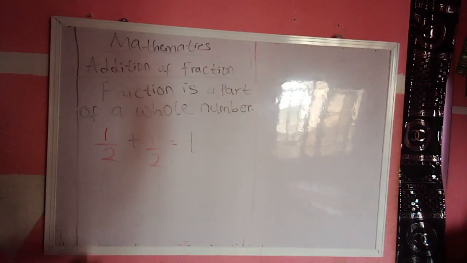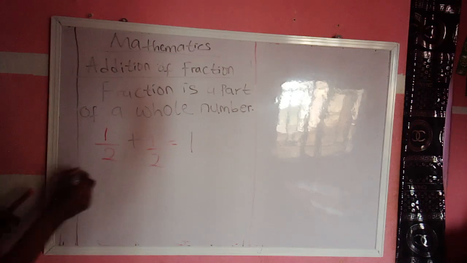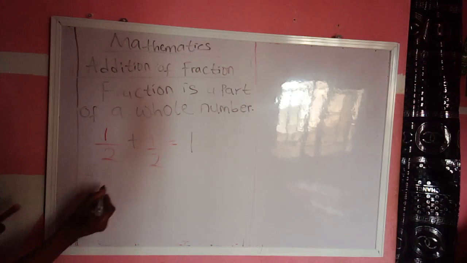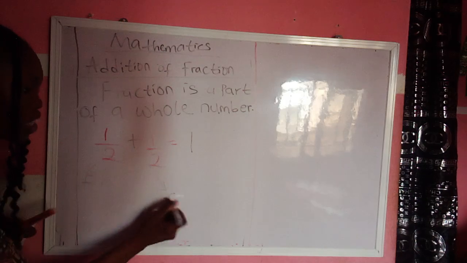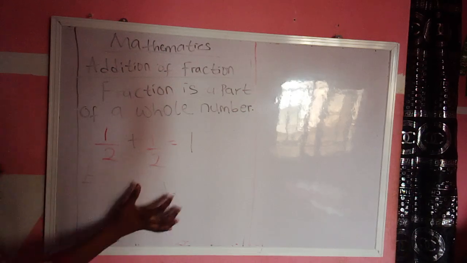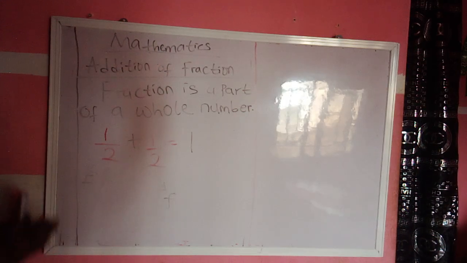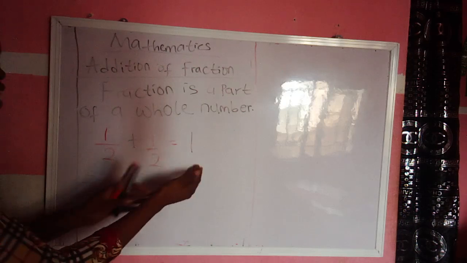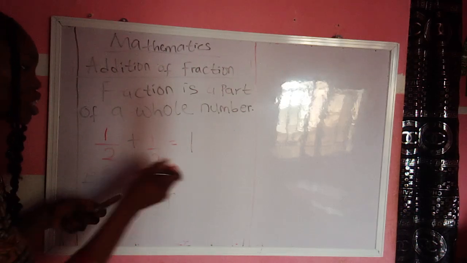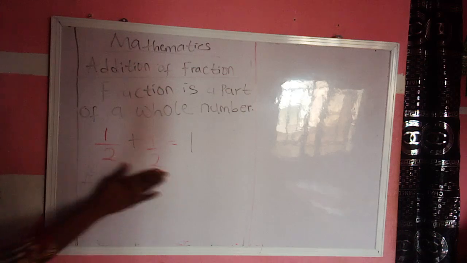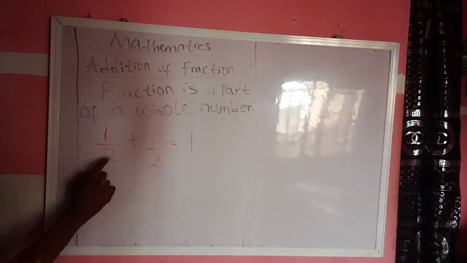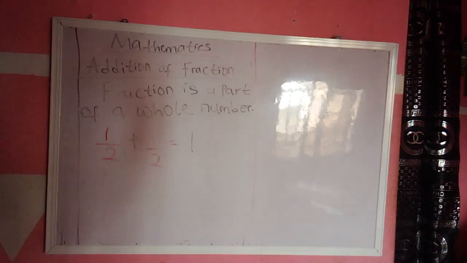Now, why did I give you this example? 1/2 is a what? A fraction, right? 1/2 is another what? Fraction. Now, 1/2 and 1/2 are both fractions, but if they come together, they now give us what? A whole number, which is 1. That means we are right to say that a fraction is a part of a whole number.